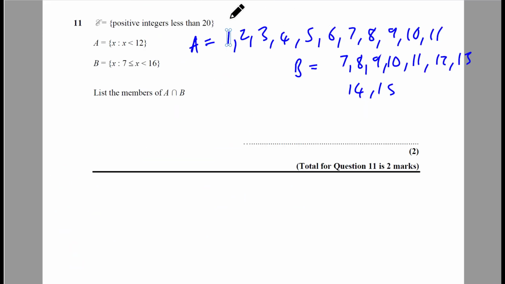Right, question 11 is another Venn diagram sets type question, and I hope this will make sense to you. So all you need to do here is, this is all the integers less than 20, so all the whole numbers, and A is essentially, what this means is less than 12, so these are all the numbers in A, and B is between 7 and 16 but doesn't include 16, so these are all the numbers. So list the members of A intersecting B. Well, what's in A and B together? So those will be the numbers 7, 8, 9, 10 and 11, and that will get you your full marks.